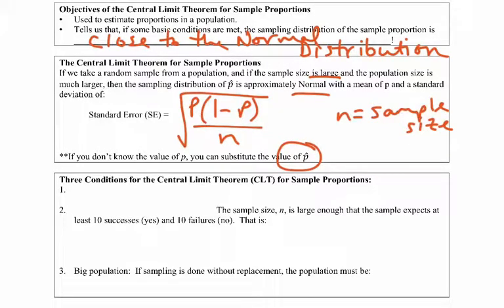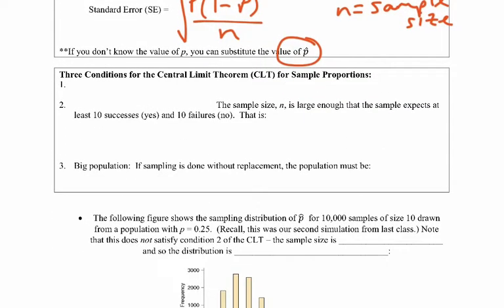So as long as the sample size is large and the population is much larger, then we can apply a normal distribution to the sampling distribution. And that's going to help us make some calculations. So 3 conditions for the central limit theorem in order for the theorem to apply. Sampling has to be done randomly.